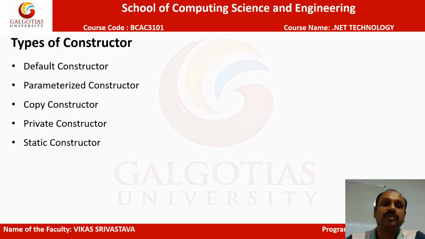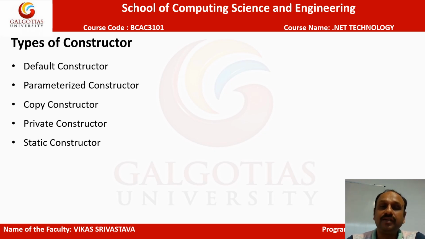Here is the list of the types of constructors used in the C# language. One is the default constructor, the second is the parameterized constructor, the third is the copy constructor, the fourth is the private constructor, and the fifth is the static constructor. So there are five types of constructors available in the C# language.